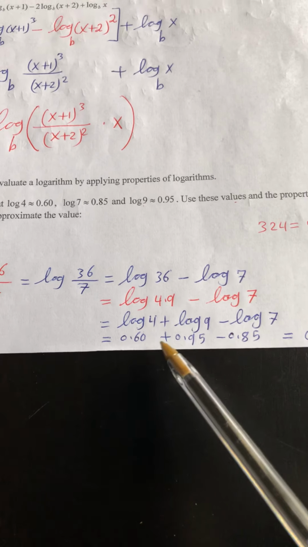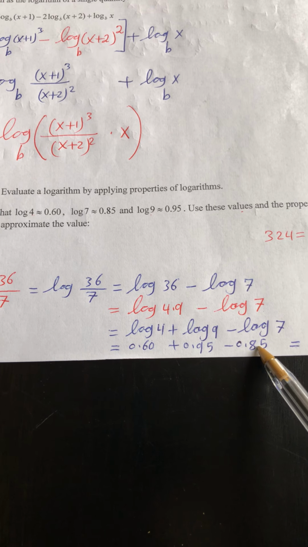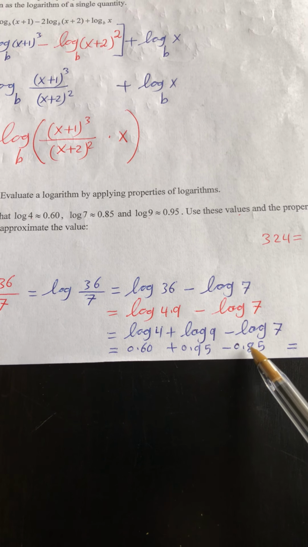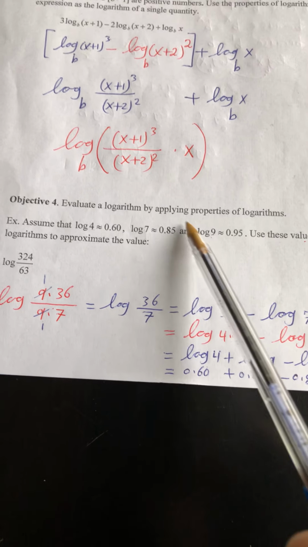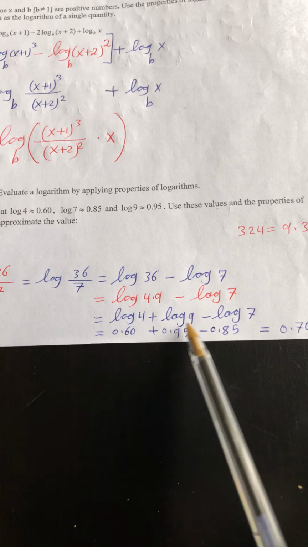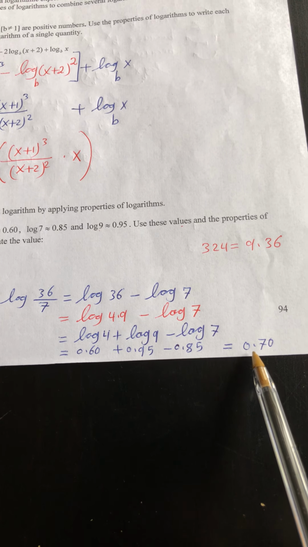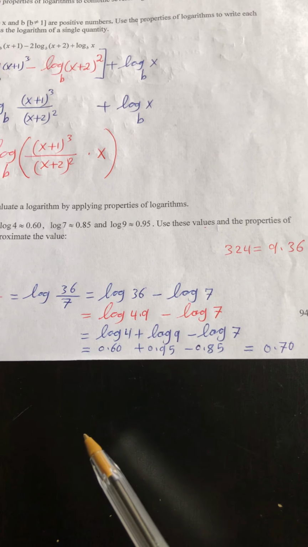Now substitute. Log 4 is given, which is equal to 60/100. Log 9 is given, and log 7 is also given, which is equal to 85/100. So simplify. So this is equal to 0.70.